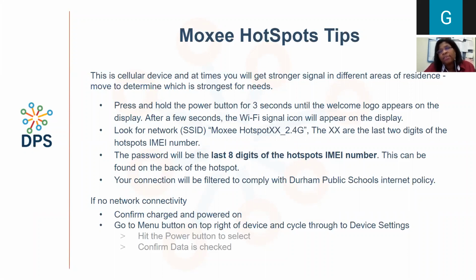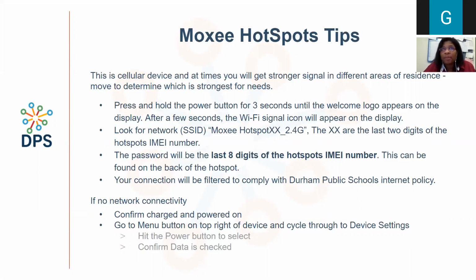Again, this connection will be filtered to comply with all Durham Public Schools internet policy for the safety of the children. If after doing that you're still not having network connectivity, we ask you to, one, confirm that the device is charged and powered on. We also ask you to go to the menu button at the top right of the device, cycle through to device settings, hit the power button to select device settings, and make sure to confirm the data option is checked in red.